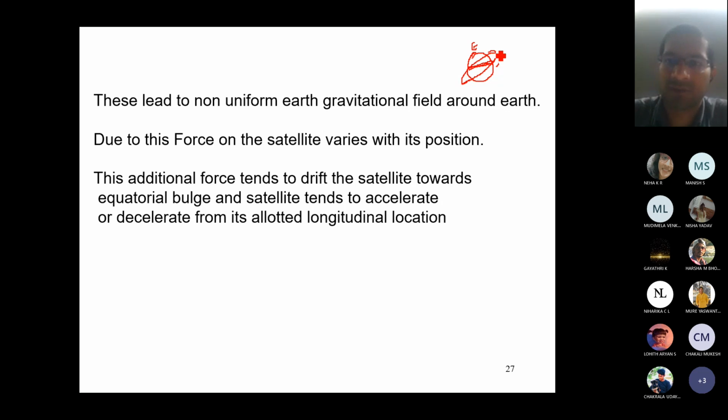And when the satellite comes in this direction, the movement of the satellite is in the same direction in which your gravitational force is acting. So what you are experiencing here is high acceleration. Whether it is deceleration or acceleration, all the forces are acting towards the equator, towards the center.